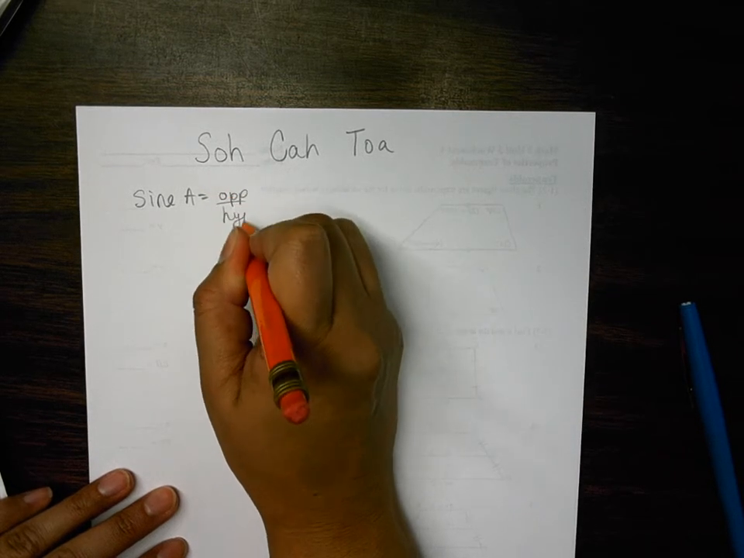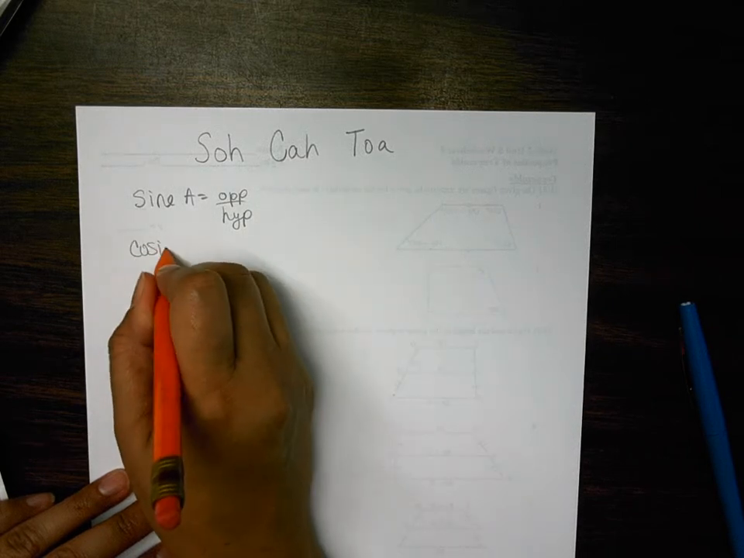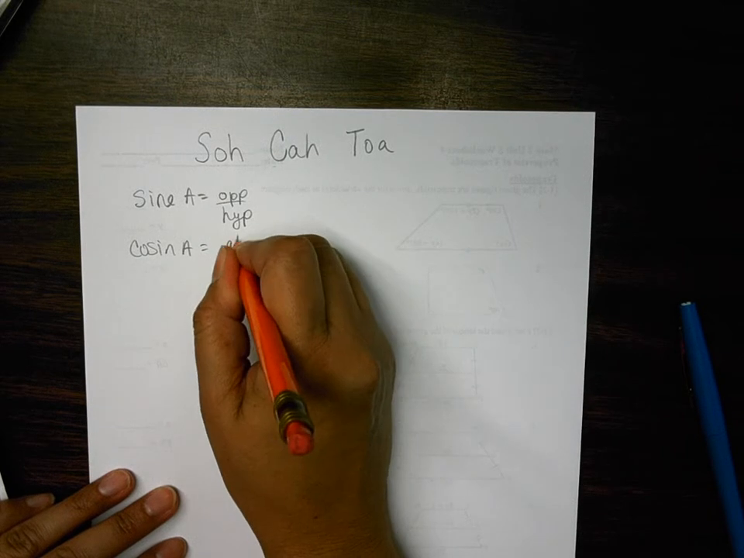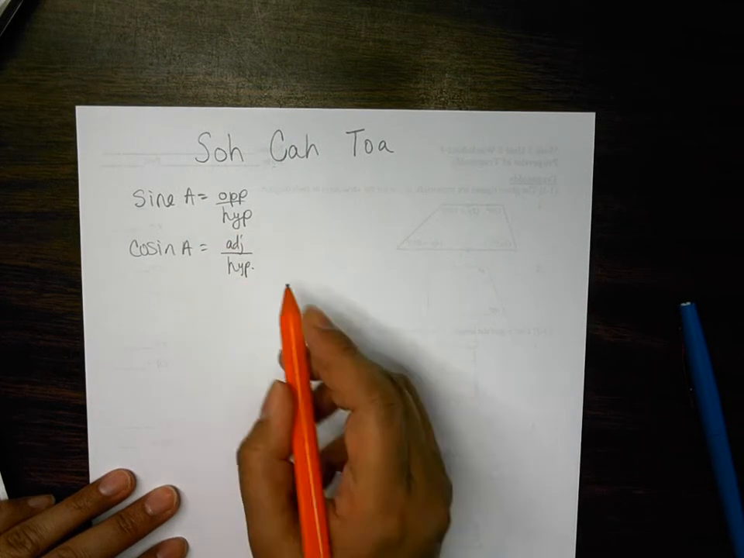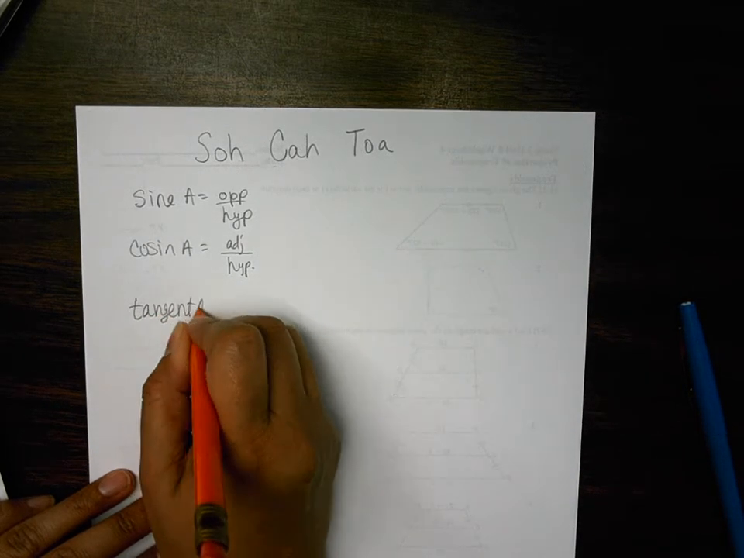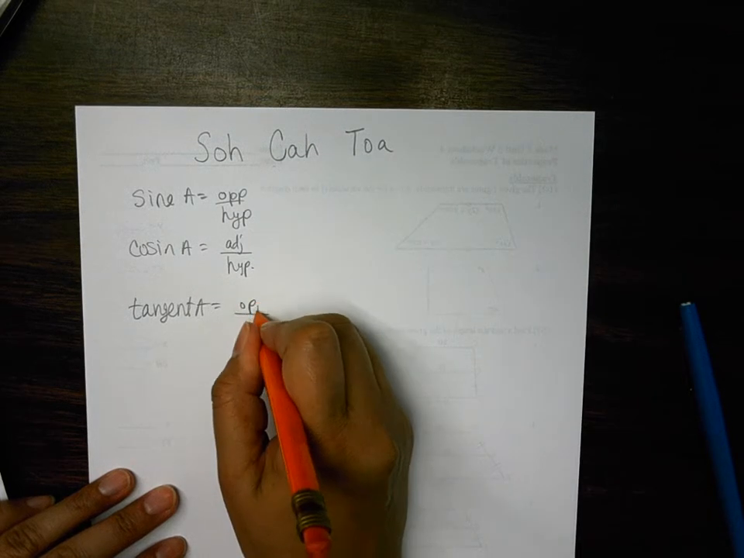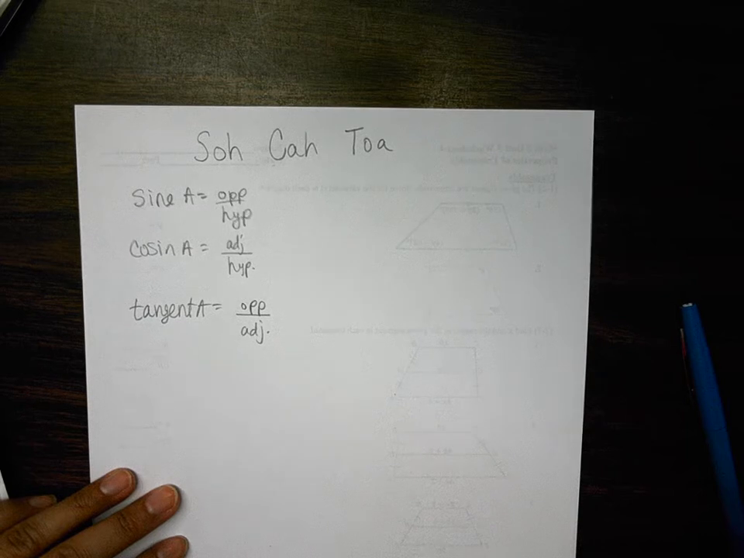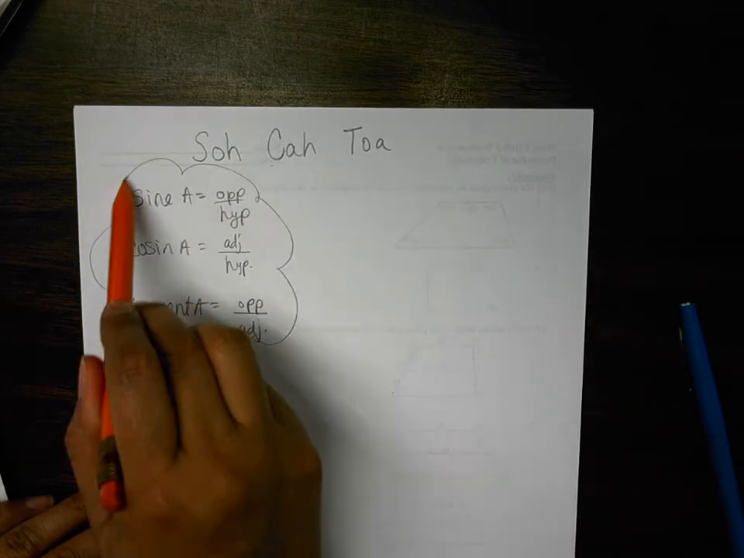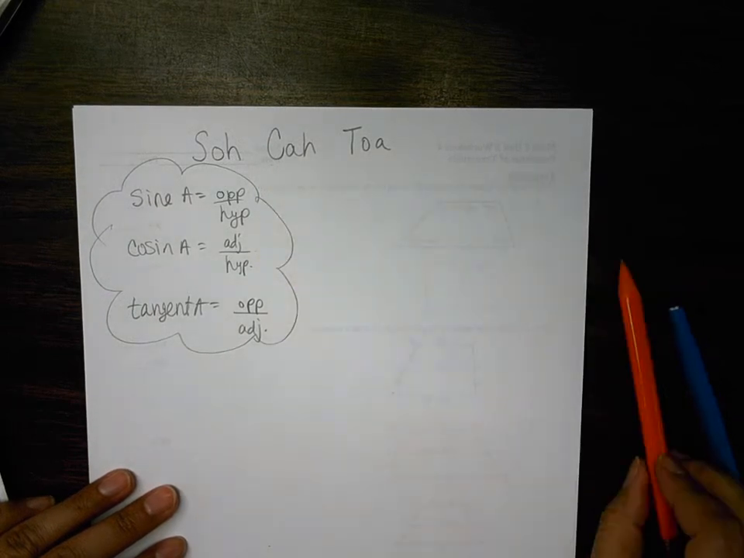Opposite over hypotenuse. What does C stand for? Cosine of your angle, whatever it may be. A over H, what does A stand for? Adjacent over hypotenuse. And then what does T stand for? Tangent of A, whatever angle they're asking for, is O over A, which is what? Opposite over adjacent. All right, do you guys think you could do that on your own? Yes, all right. So again, SOHCAHTOA is not a formula. It's just a little tool we use to help us memorize what sine, cosine, and tangent are.